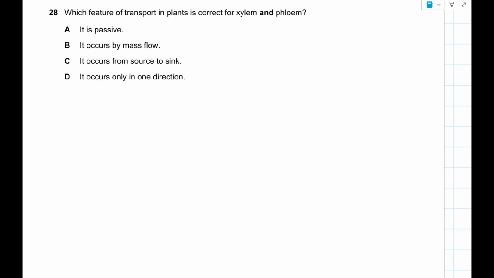Question number 28. Which feature of transport in plants is correct for xylem and phloem? So let's see the suggestions that we have here. A, it is passive. This is incorrect because transport in the phloem is partially an active process in the companion cells, which includes actively pumping hydrogen ions outside into its cell wall. Therefore, both of them are not passive. Therefore, this is incorrect. B, it occurs by mass flow. Yes, this is correct. Both of them occur by mass flow with large quantities going in one direction. Therefore, this is correct. One direction for the xylem and both opposite directions for the phloem.